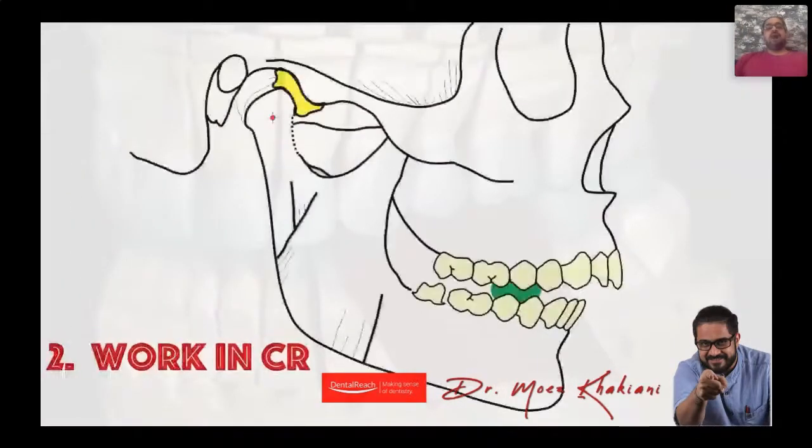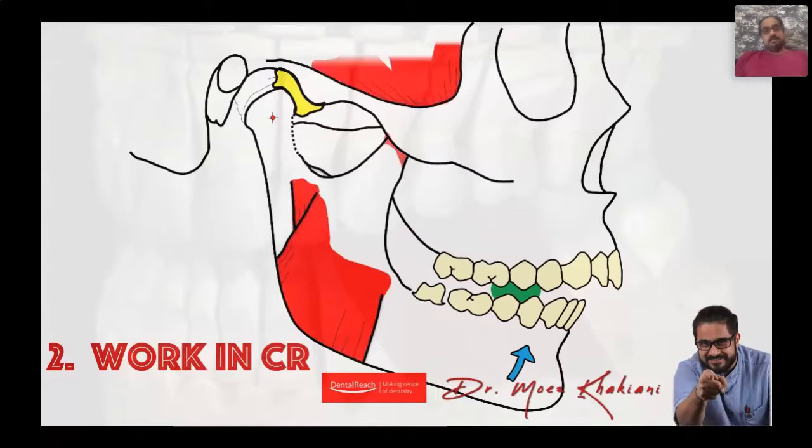Moving forward, why is there such an excessive emphasis on working in centric relation? Look here, I have a patient who's biting into food. I have done a lower right molar preparation. The moment this patient bites into food, elevator muscles become active and the depressor muscle, which is the positioner muscle, also famously called the inferior lateral pterygoid muscle, is relaxed. Remember, elevation activity means elevators are active, depressor is inactive.